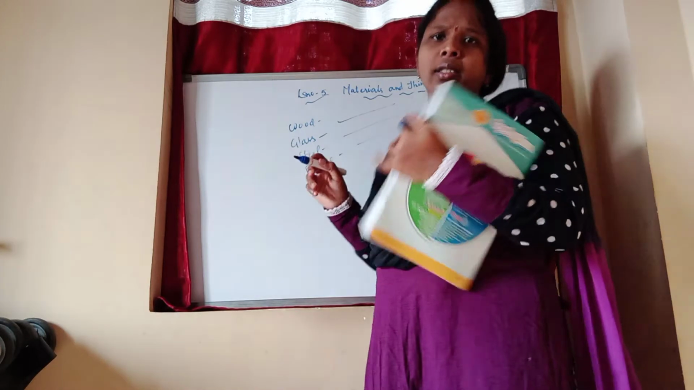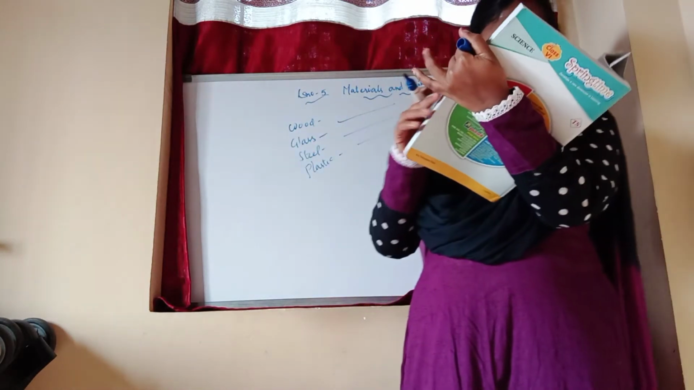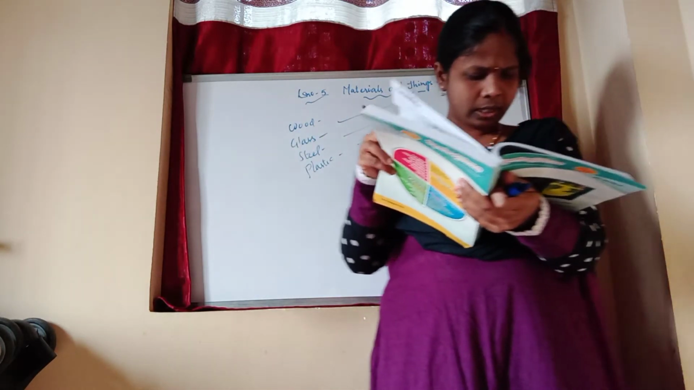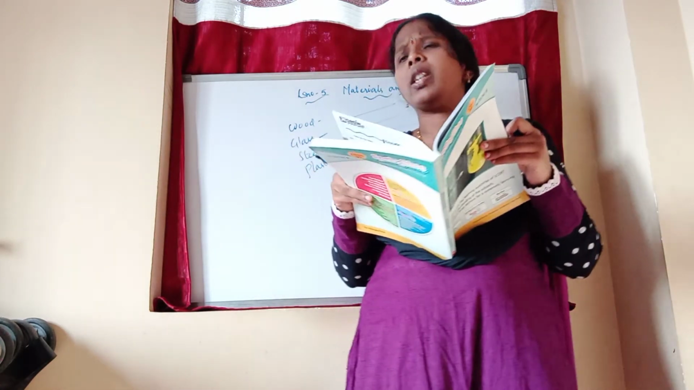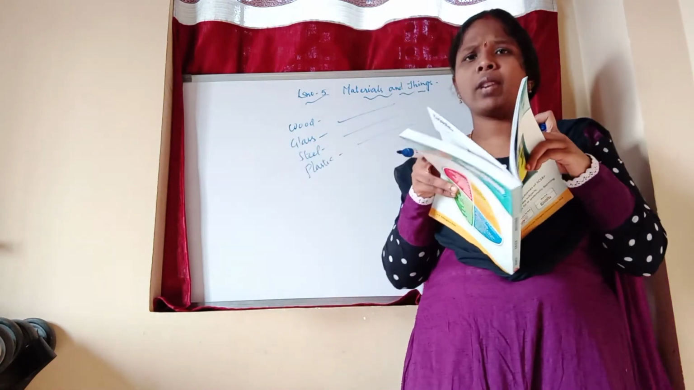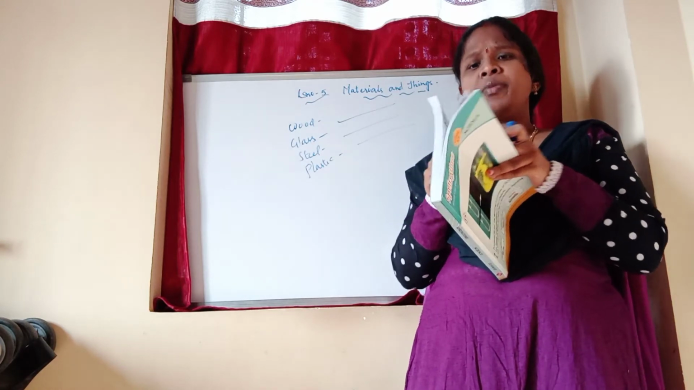So you have to write five material names, those made up of this. For example, if you are taking this table, chair, bullock cart, these are all made up of wood. Similarly with iron, with glass. Like that you have to write by your own.